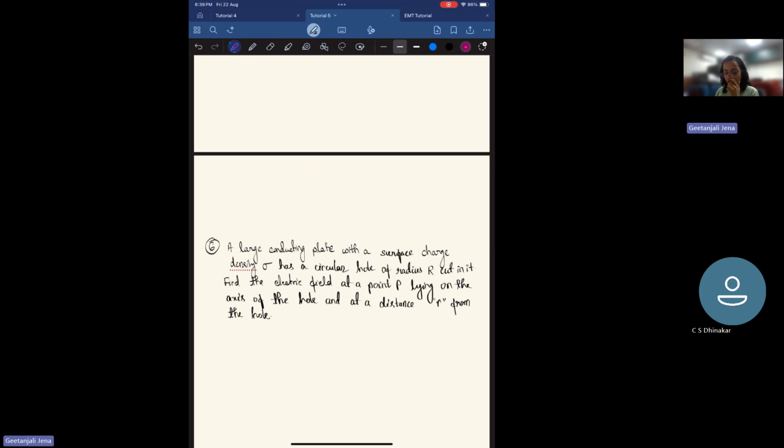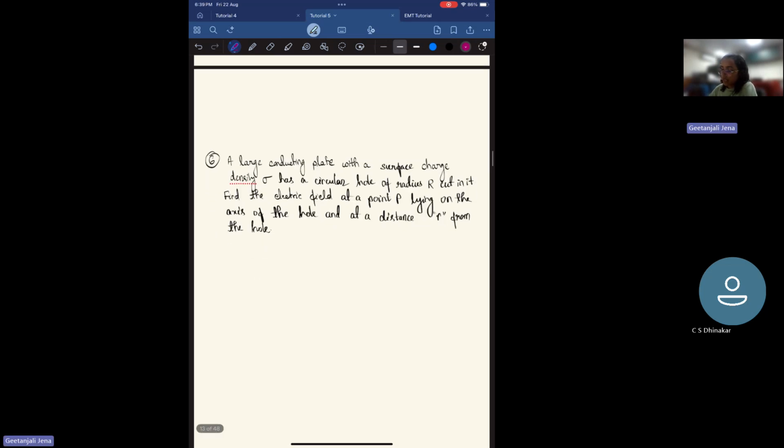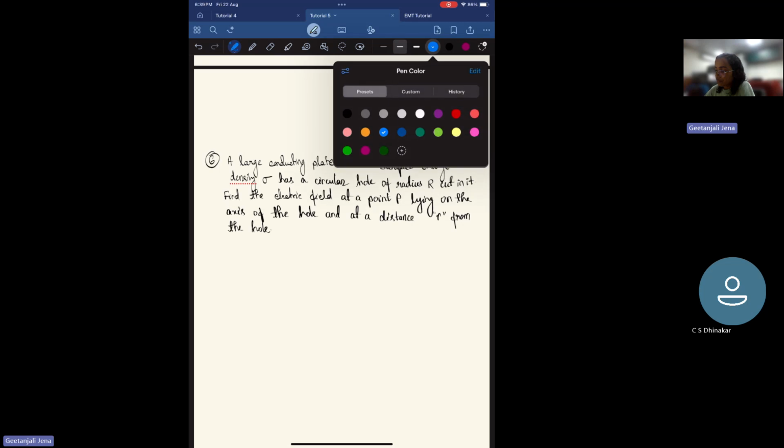There is a large conducting plate with a surface charge density sigma. It has a circular hole of radius r cut in it. Find the electric field at a point P lying on the axis of the hole and at a distance r from the hole. I think it's better if I draw the diagram.